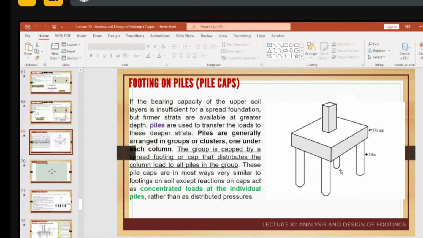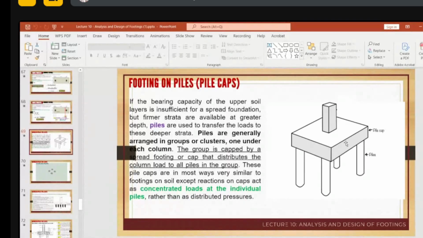Whether it is a group of 4 or a group of 6, the piles support the loading of one column. These pile caps are in most ways very similar to footings on soil, except the reactions on caps act as concentrated loads at the individual piles rather than a distributed pressure.